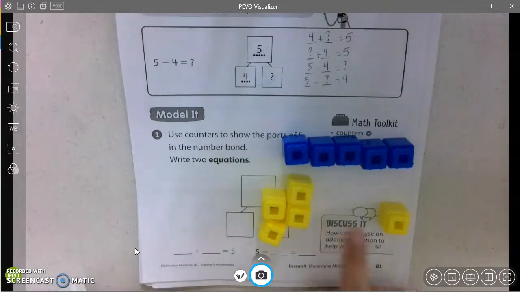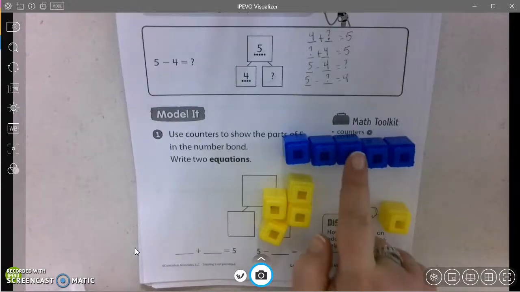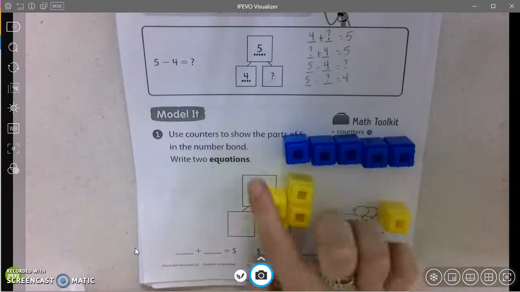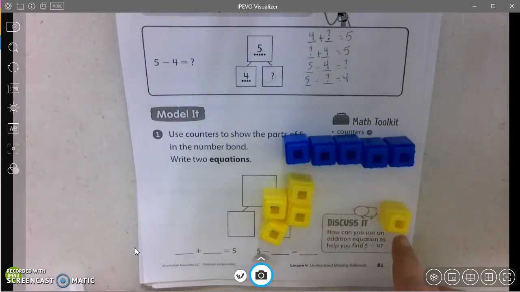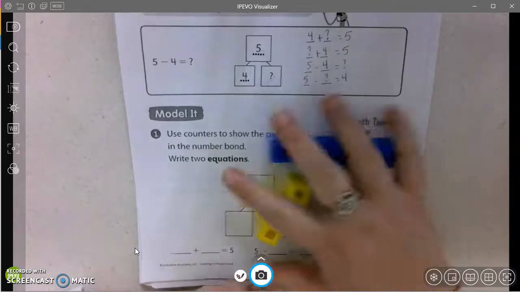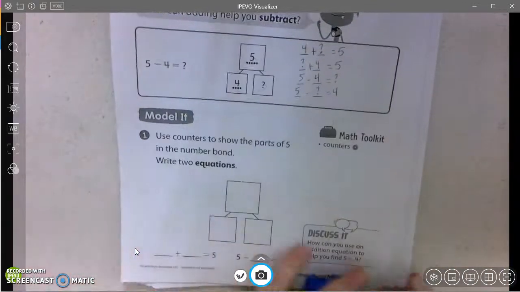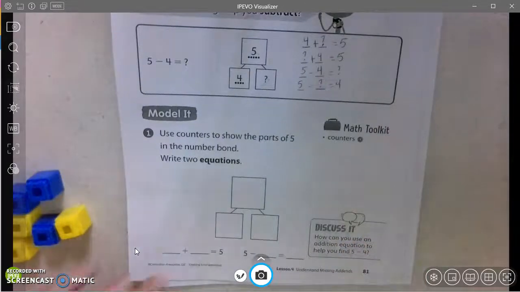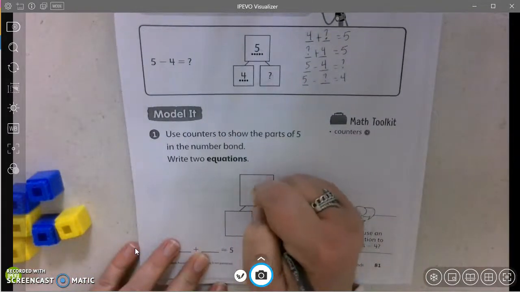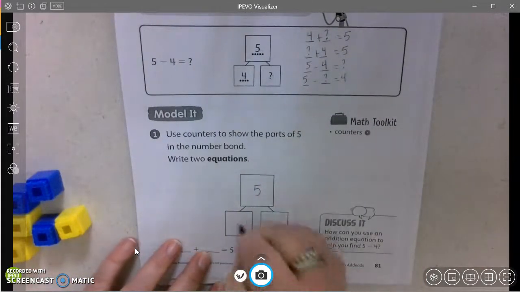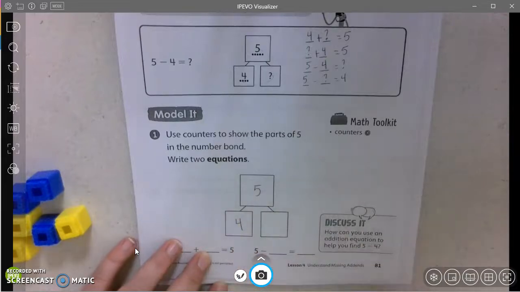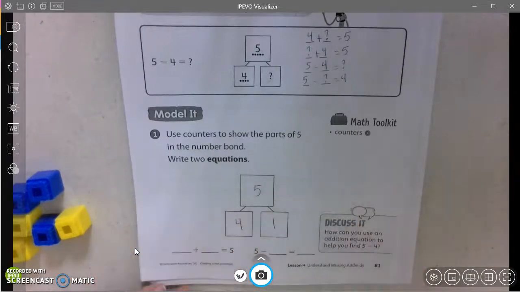Separate these so we can see them now. So 4 plus 1 equals 5. 1 plus 4 equals 5. 5 minus 4 equals 1. 5 minus 1 equals 4. Okay? And we can put that in our number bond down here. So our whole that we had was 5. One of our parts was 4. The other part was 1.